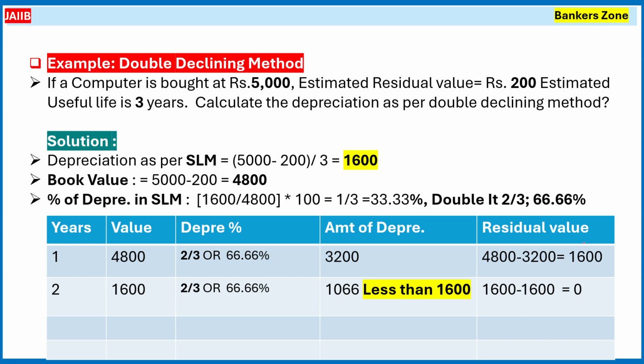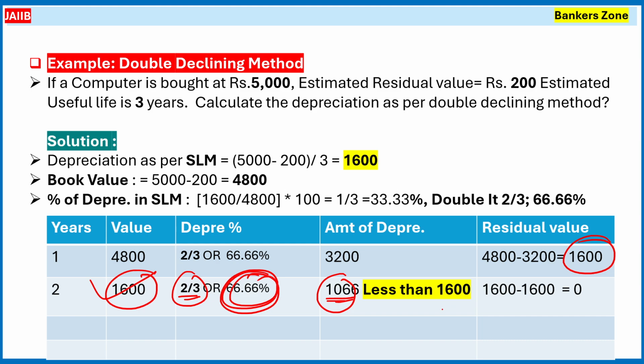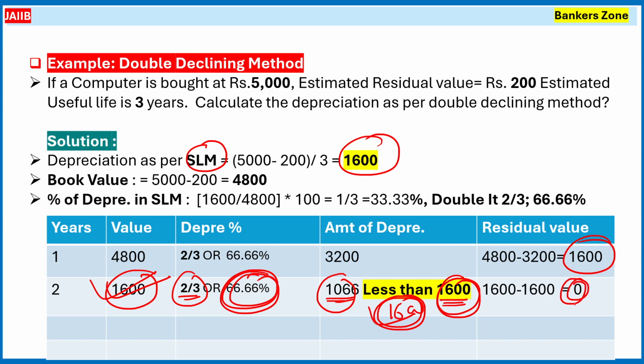For the next year, you have to again start with the residual value. So 2/3 of the residual value is what? 1066. That is less than 1600, the amount of depreciation by the straight line method. So the moment you find the amount is less than the straight line method, you should use the straight line method again. So here the amount you have to use is given by the straight line method. So 1600 minus 1600, the residual value at the end of the second year will be 0.